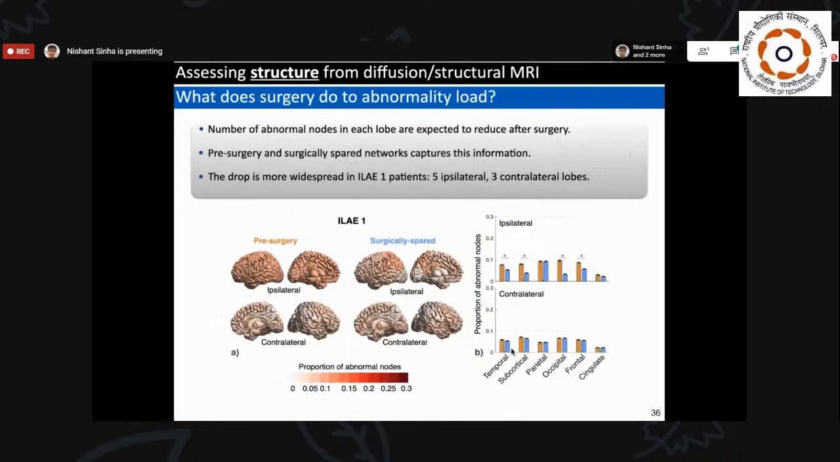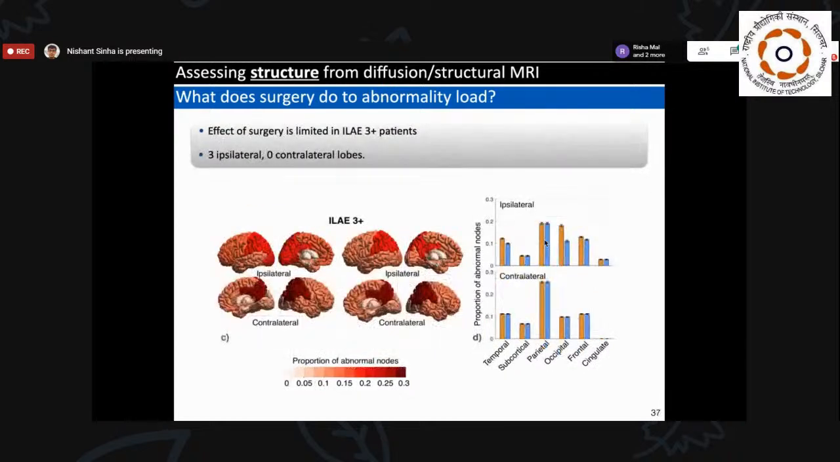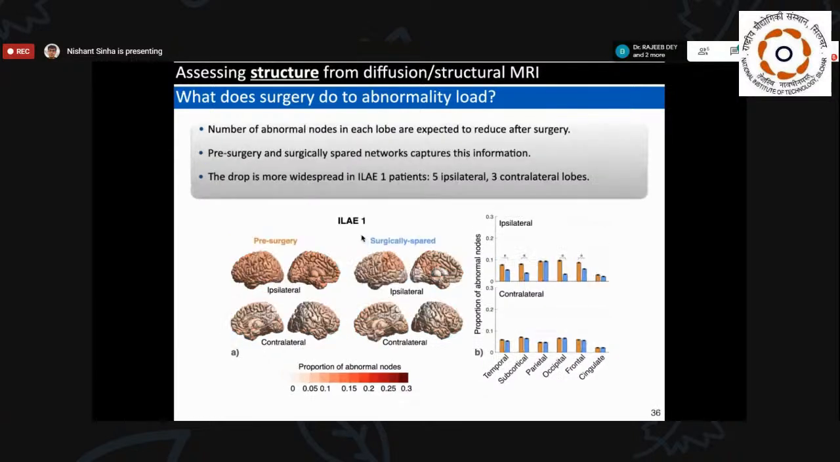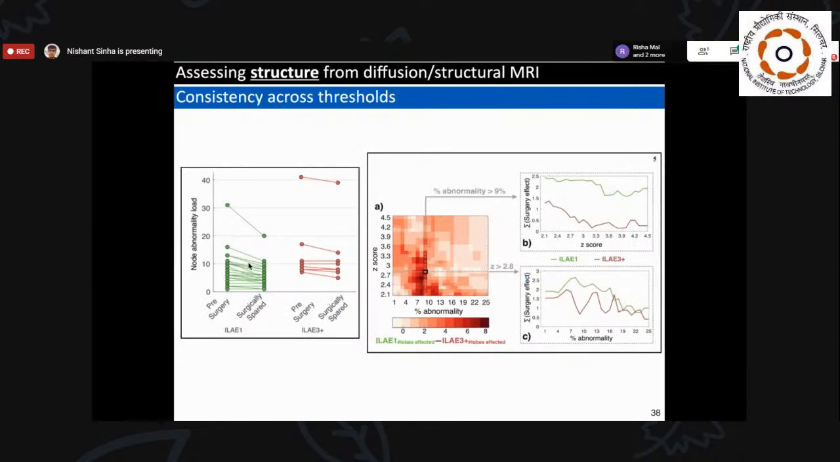In this framework, we can also investigate how much reduction in the abnormality happens as a result of surgery. Here we note that in the good outcome patients, the abnormality is reduced in more lobes than in the poor outcome patients. So the takeaways are that the good outcome patients have a lower abnormality to start with, and the surgery reduces the abnormality in those patients more than in the poor outcome patients shown here in red.